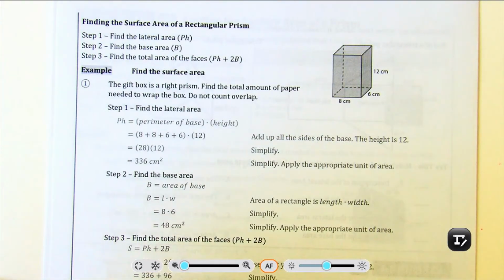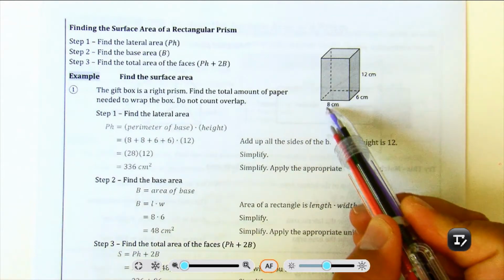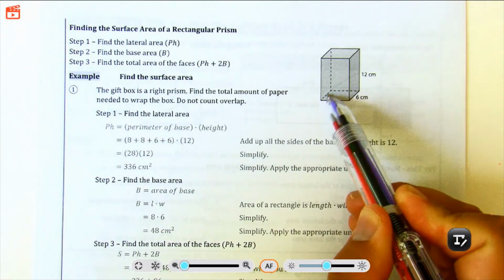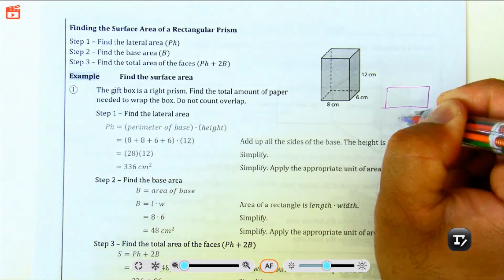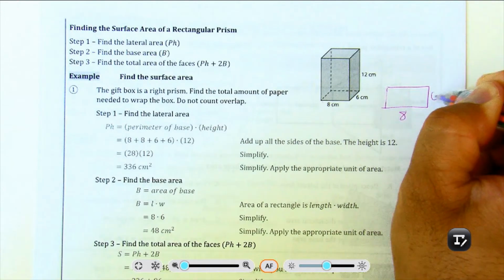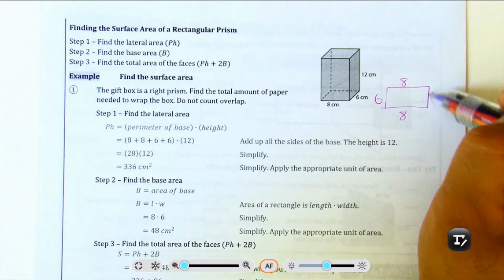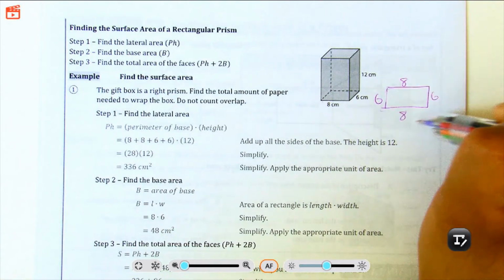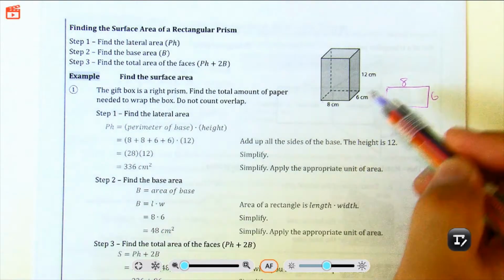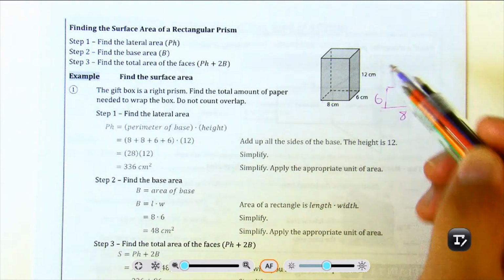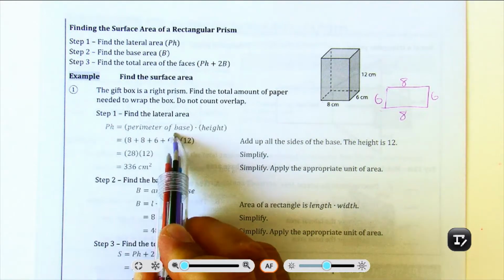So let's focus on step 1. Step 1 focuses on finding the perimeter of this rectangle. So let me draw it out here. So we have 8, 6, 8, 6. If you were to add up all the sides, that gives you the perimeter, which ends up being 28. Now the height of the object is 12, so that's why we use 28 times 12. The perimeter of the base times the height is 336.